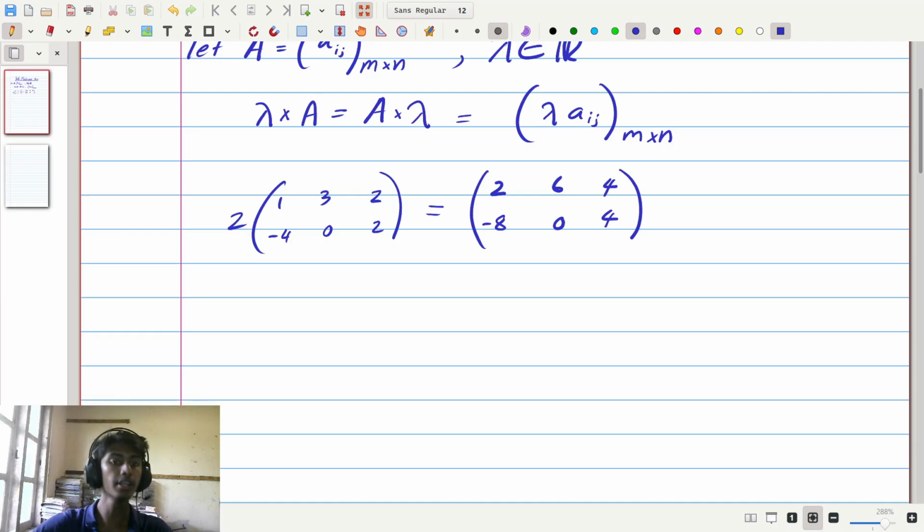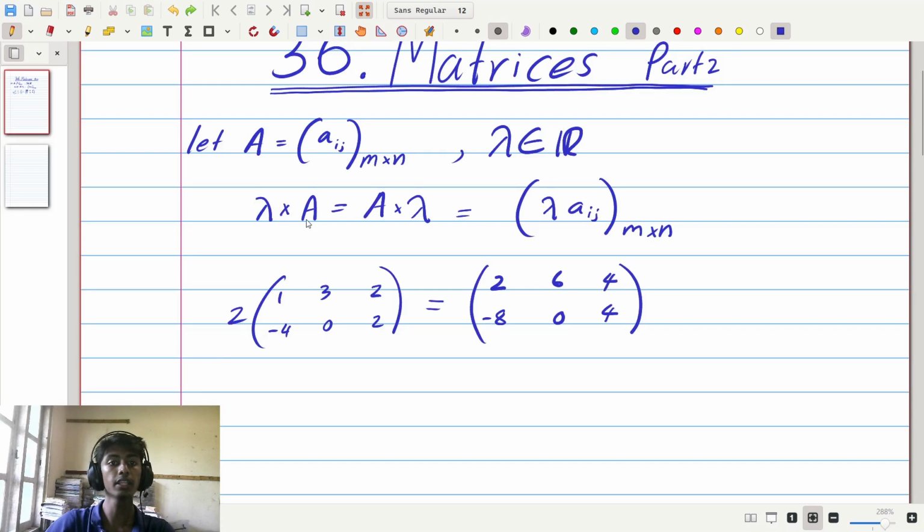So we can see the matrix 1, 3, 2, negative 4, 0, 2 multiplied by 2 is simply this matrix, which is of the same exact size, m by n, where every single element a sub ij is simply the previous element a sub ij times lambda. So all you have to do is to multiply every single element by lambda. Now in this case, multiplication of a matrix by a scalar or a real constant is quite easy.